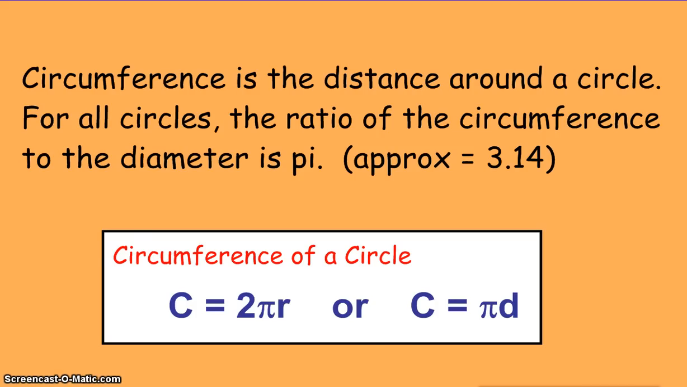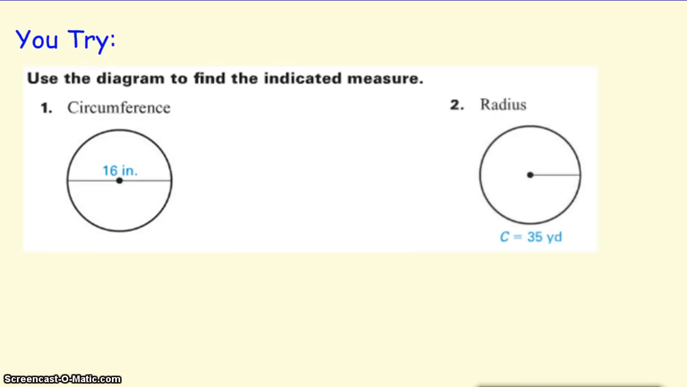Remember that circumference is either 2 pi r or pi times d, and those formulas are given to you on the formula sheet. So what I'd like for you to do is take some time and do these practice examples shown here. Go ahead and pause the video and give it a shot.